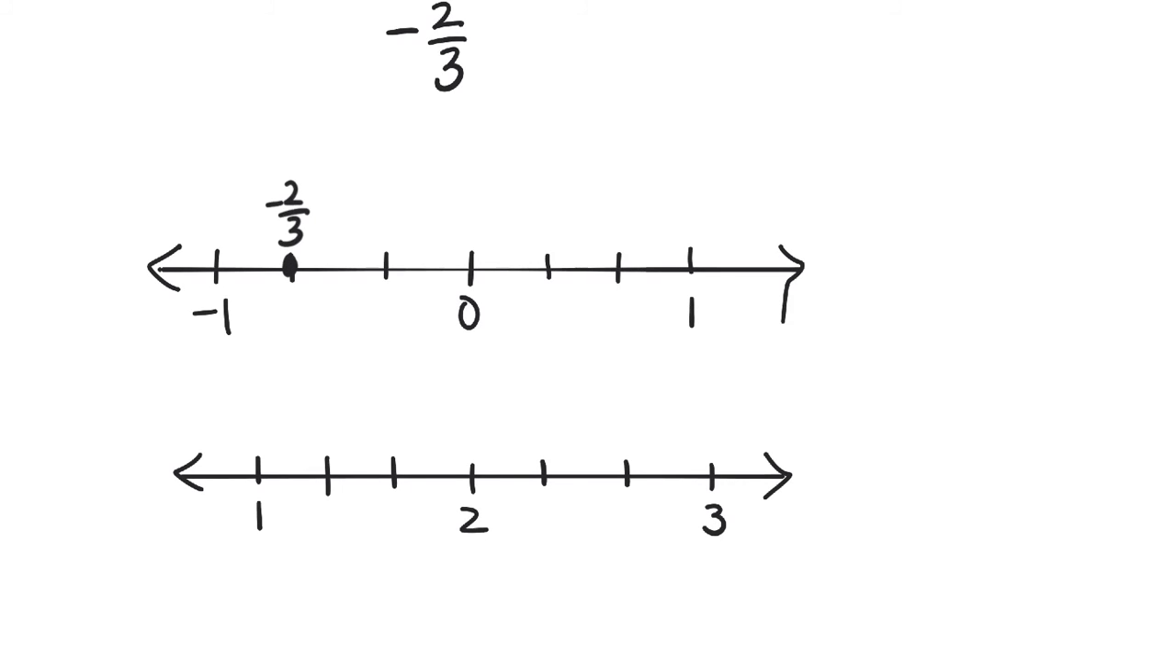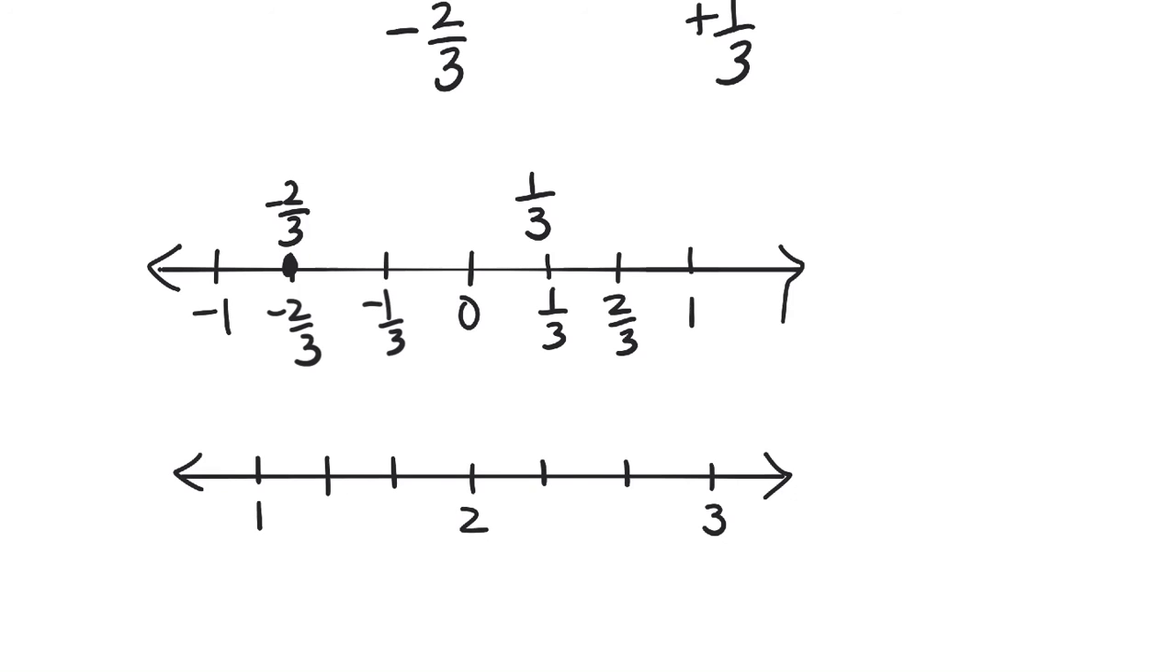If I wanted to put positive 1 third on, that means I have to go the opposite direction from 0, and I want to go to the first one, which would be 1 third, right? This would be 1 third and 2 thirds. This would be negative 1 third and negative 2 thirds.